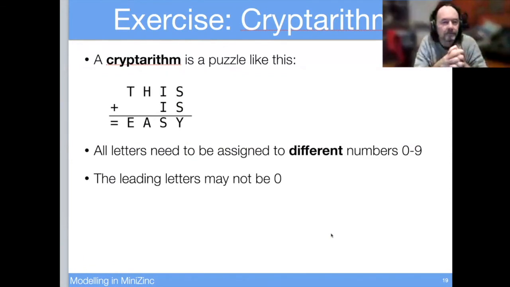Okay, so the first programming task is a cryptarithm puzzle. Here's an example of one, right? So this is easy. This is meant to be arithmetically true. So we've got to pick digit values to go for THIS and EASY, so that this holds. And the other part of a cryptarithm is all of the letters have to have different values, right? And the other thing is, because these are meant to be proper numbers, the leading letters, like T, can't be 0, right?